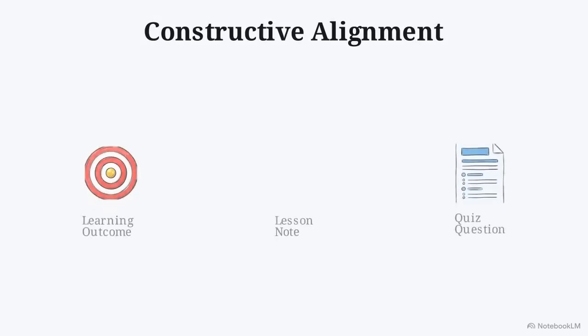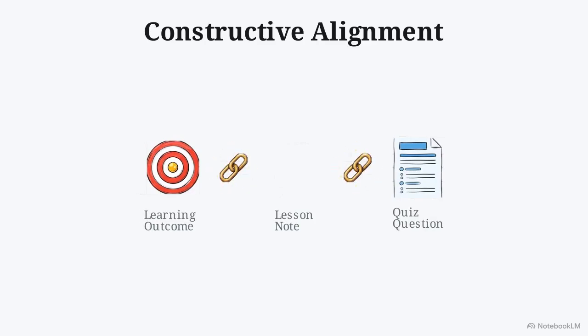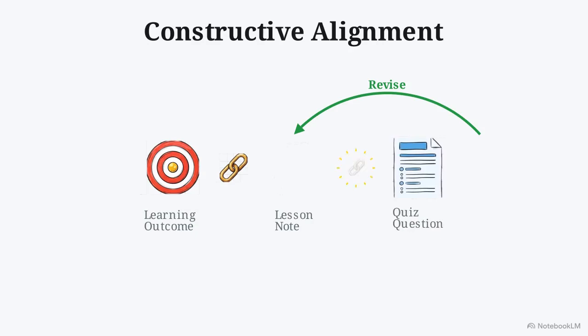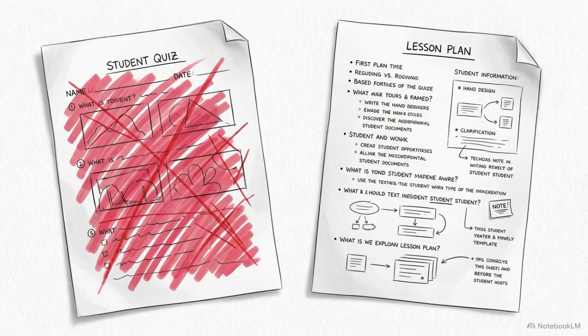This diagram illustrates constructive alignment, which is the focus of your next quality gate. Your learning outcome, the lesson note that teaches it, and the quiz question must interlock perfectly. Every single quiz question must map directly back to a specific lesson note. If you cannot write a valid quiz question based on your current notes, the alignment breaks. When this happens, you must loop back to round 2A and revise your lesson material until the gap is closed. An assessment is only valid if it measures what was actually taught. Without this strict alignment, the module will fail to accurately gauge student progress.